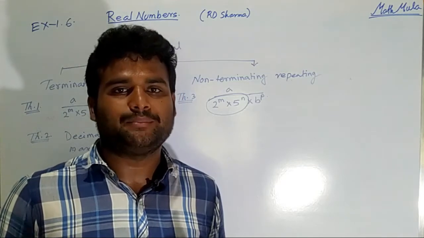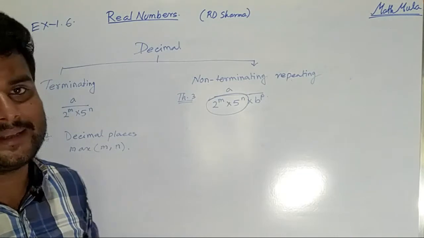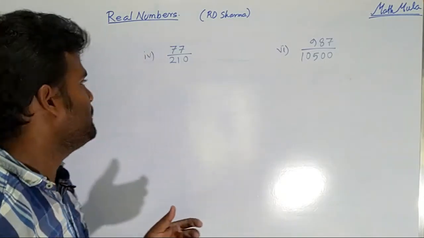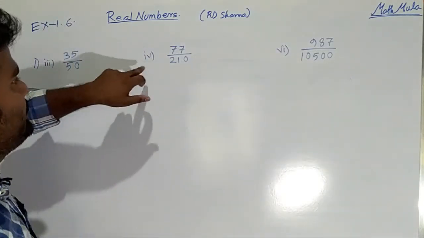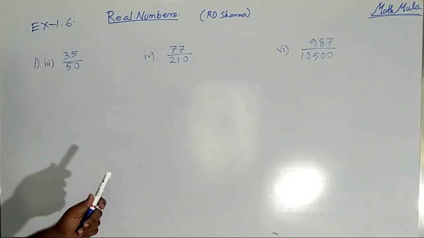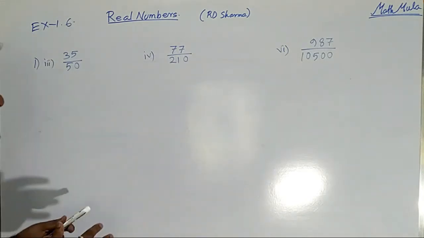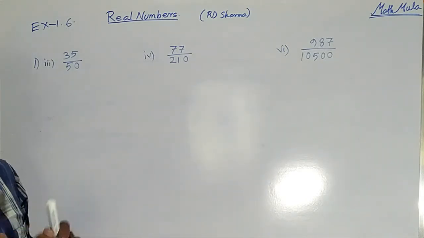Now we solve some important sums from the book R.D. Sharma, exercise 1.6. Now we solve sum number 1 part 3, 1 part 4 and 1 part 6. Now we check whether the decimal expansion of this rational number is terminating or non-terminating repeating.